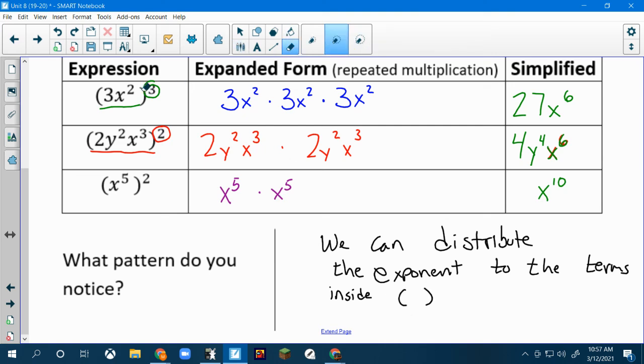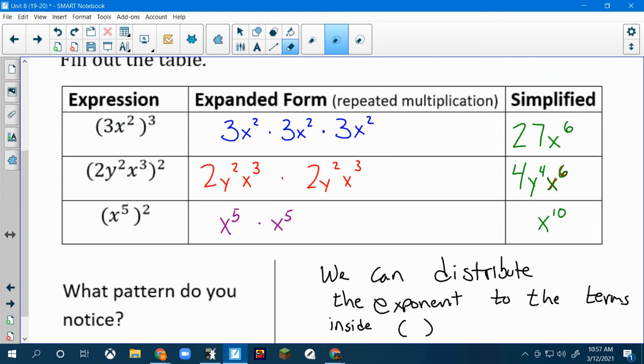Notice on these problems here, what's happening is we're taking that number, the exponent, outside the parentheses, and we are distributing it to every number inside the parentheses. We're taking this 3 and distributing it to the exponent in front of the 3, or after the 3, which is just a 1, and to the exponent on the x, which is a 2. 3 times 1 is 3. 3 cubed is 27. 3 times 2 is 6. X to the 6th. We are multiplying.